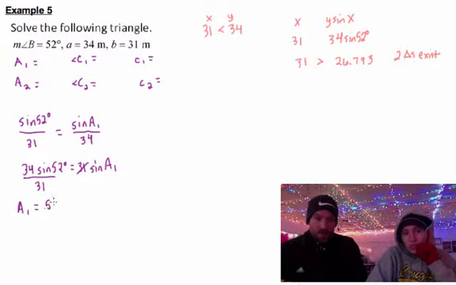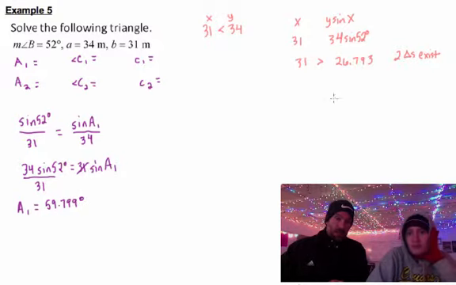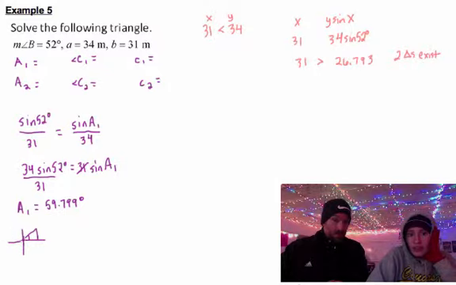59.799 for angle 1. Now, 59.799. Think about your unit circle for just a second. What value in second quadrant gives us the exact same reference angle measure? Well, we would have to start at 180. This angle right here is 59.799, but the other one is also 59.799. So we have to do 180 minus that, which is 120.2.